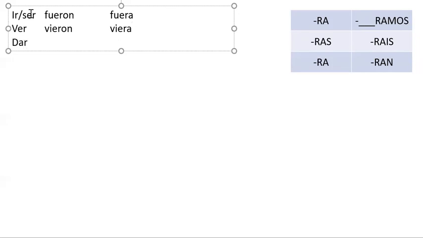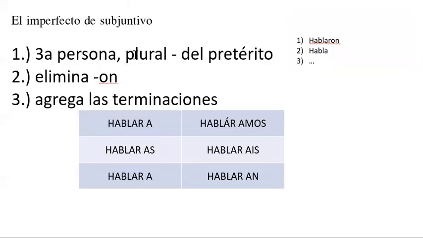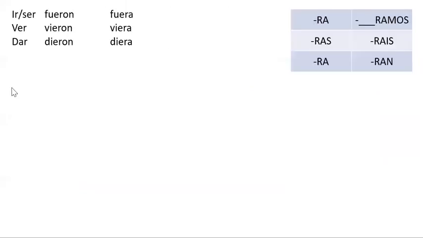Dar. Now, this one's pretty irregular because it's an AR verb, but it has the ER on the endings. So, viera. So those are those four irregulars that we learned. We learned those together back with the preterite. And so they're irregular there, they'll be irregular here. Again, it's a pretty simple rule. Just go to that third person plural preterite, drop the ON and add those endings. But that third person plural preterite is where we have some issues.